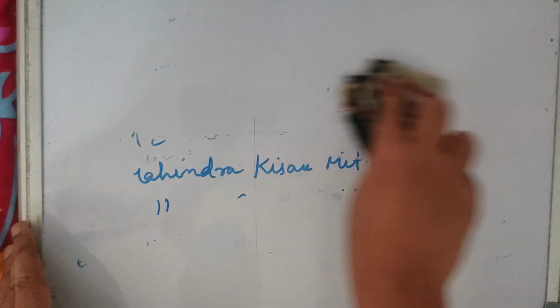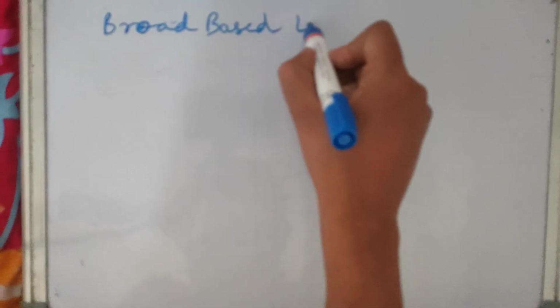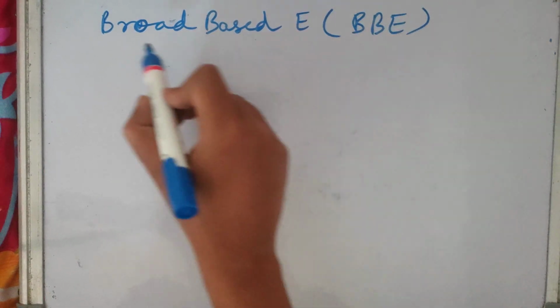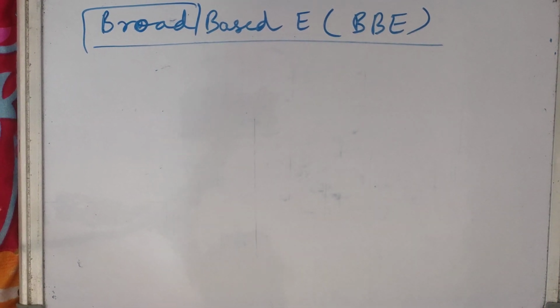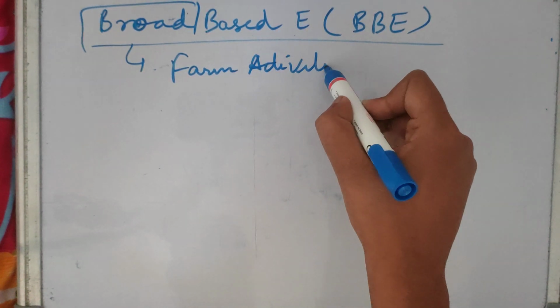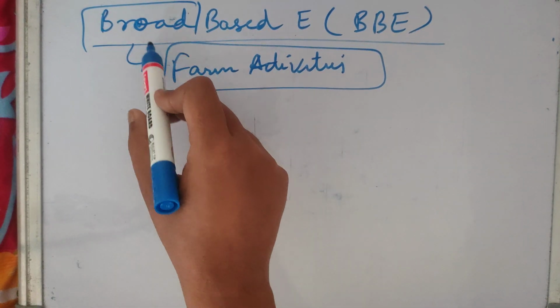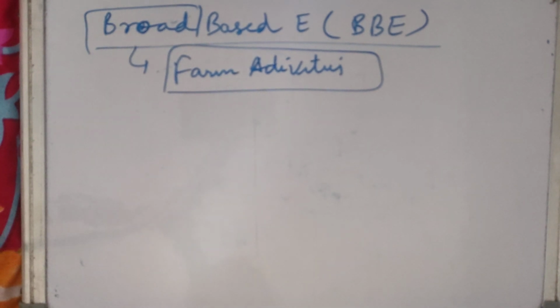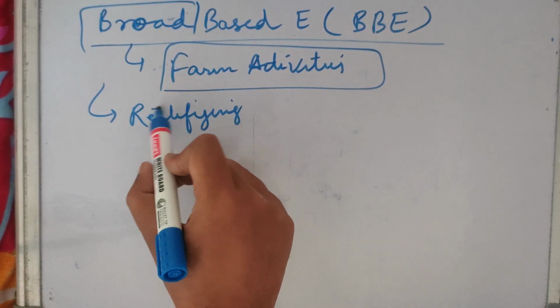Now moving on to the next topic of this session, that is broad-based extension, BBE. As the name suggests, it is pretty broad. It is the process of broadening the scope of agriculture extension by bringing a number of farm activities under the umbrella of agriculture extension. We need to broaden farm activities from crop-based ones, and it also helps in rectifying the defects in training.